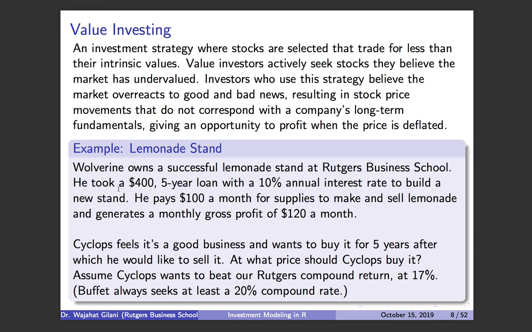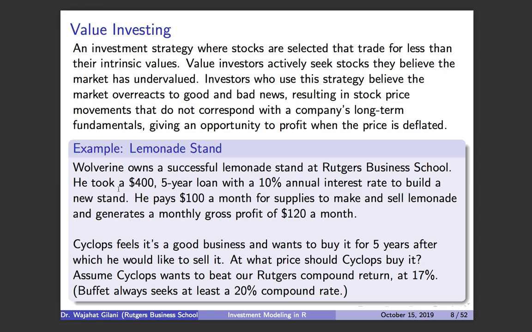Cyclops comes along and says, one, stop talking to Jean Grey, and two, he feels it's a good business and he wants to buy it from Wolverine. He wants to buy it and own it for 5 years, at which point he would like to sell it and recoup most of his profits, right? At what price, I ask you now, what price should Cyclops buy this business? All right. We're doing value investing here, people.